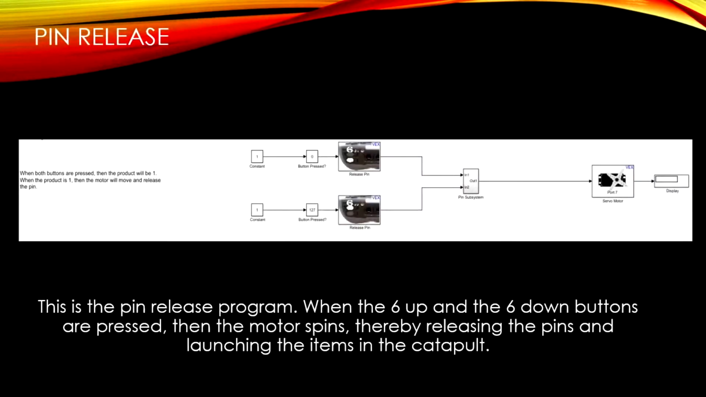The 6 up and 6 down buttons control the pin release system. The pins hold our catapult down. When we press both buttons down, the pin will be released, launching the items in the catapult by a bungee cord pulling one end of the catapult, and the other end will fling forward.